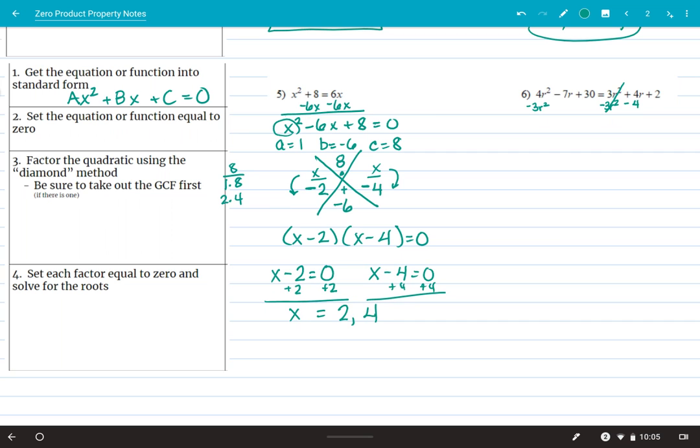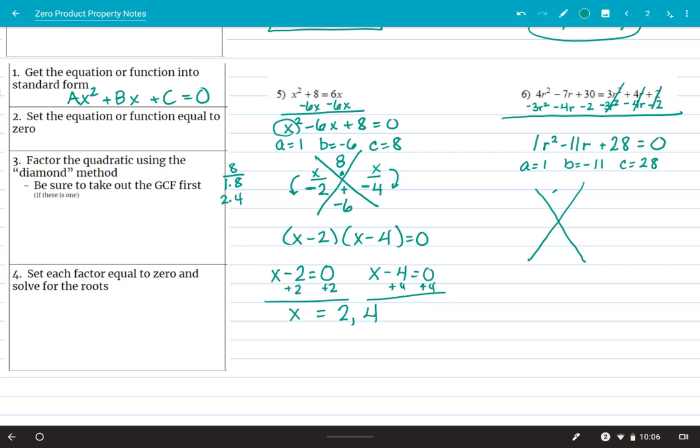I'm going to move the 4r, so minus it, and that will cross it off there. Minus the 2, and that will cross off. 4 minus 3, negative 4, negative 7 minus 4, and 30 minus 2. And this is so much easier now, right? Now we have the one that's a lot nicer. A is 1, B is negative 11, C is 28.